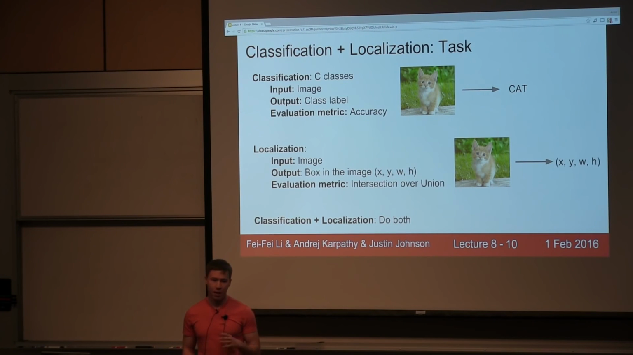So just to recap what I just said, classification is one image to a category label. Localization is image to a box. And classification plus localization means we're going to do both at the same time.